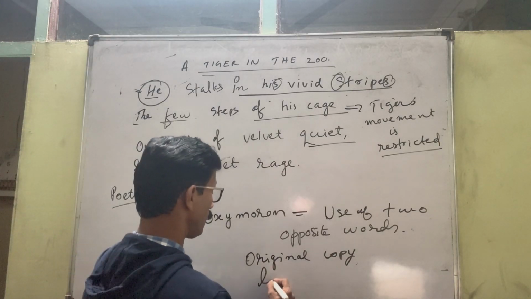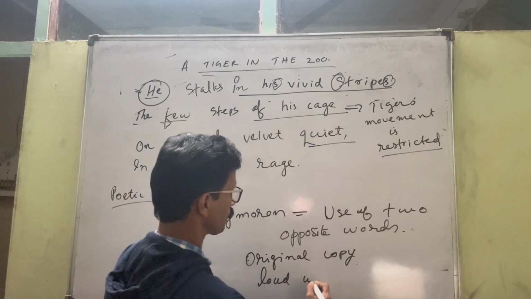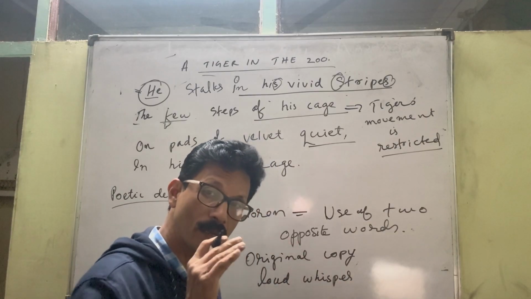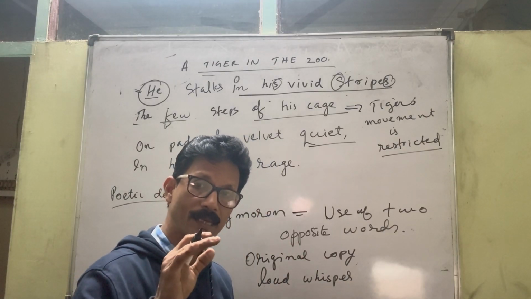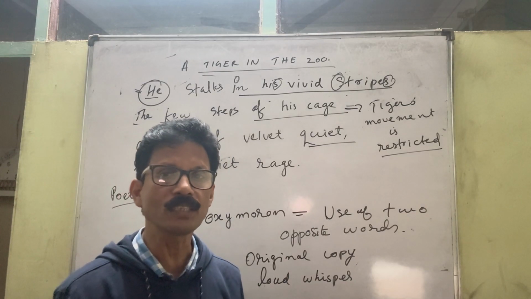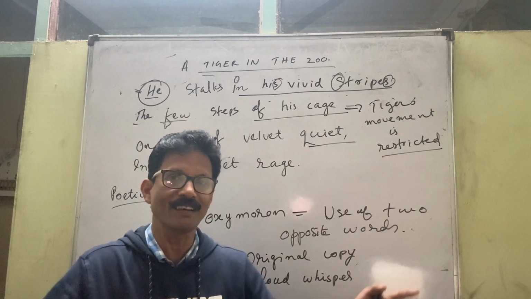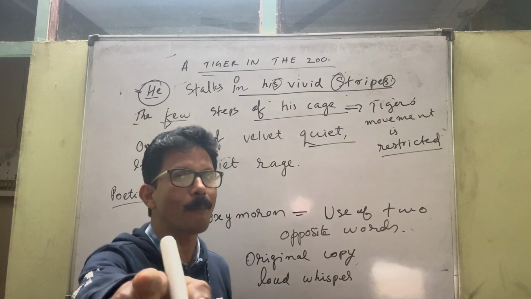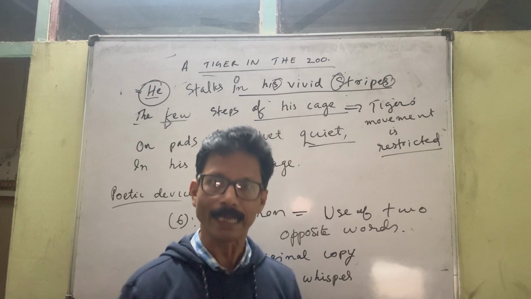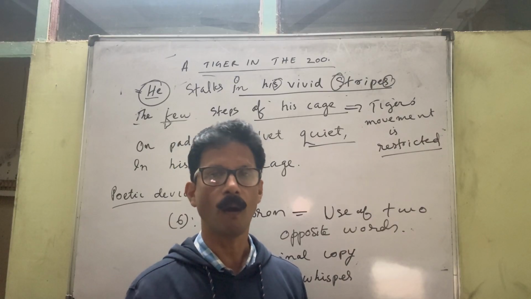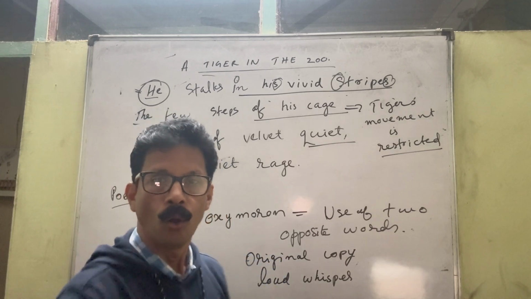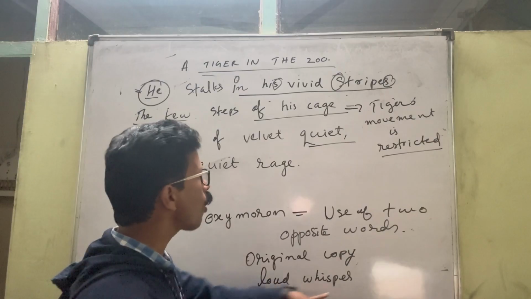Loud whisper. These two are opposite. Whisper means speaking in a soft voice, so how can it be loud? As a usage, that is called oxymoron. Two opposite words are used. Remember that. So now it is clear what oxymoron means. And now the next question: how has the poet used oxymoron here?